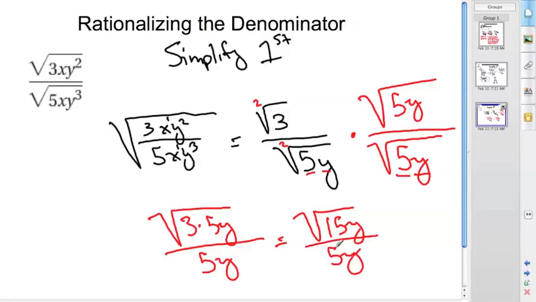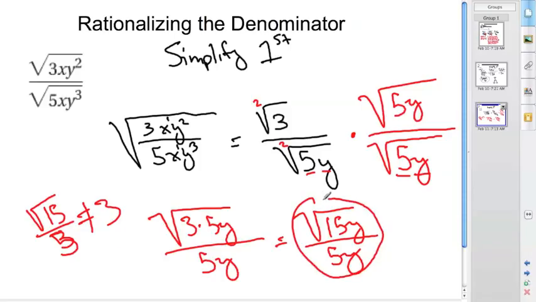And you can't reduce this because, again, 15 divided by 5 is 3, but square root 15 divided by 5 is not 3. So there's your final answer.